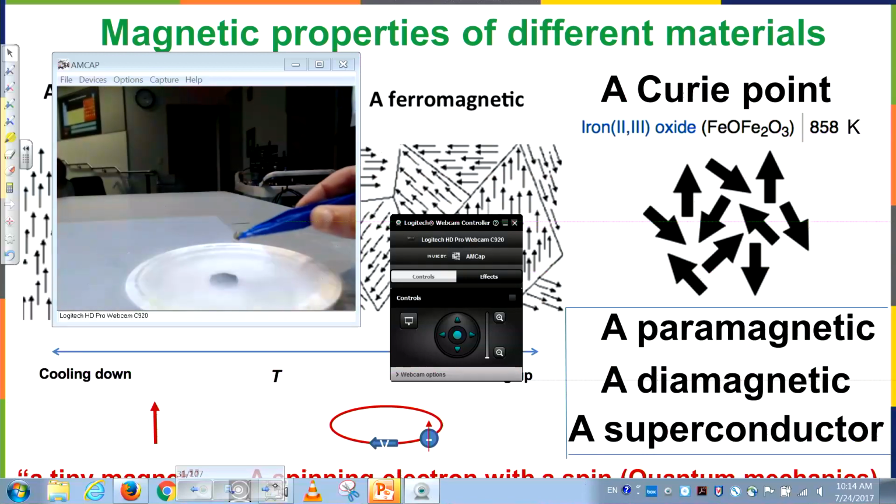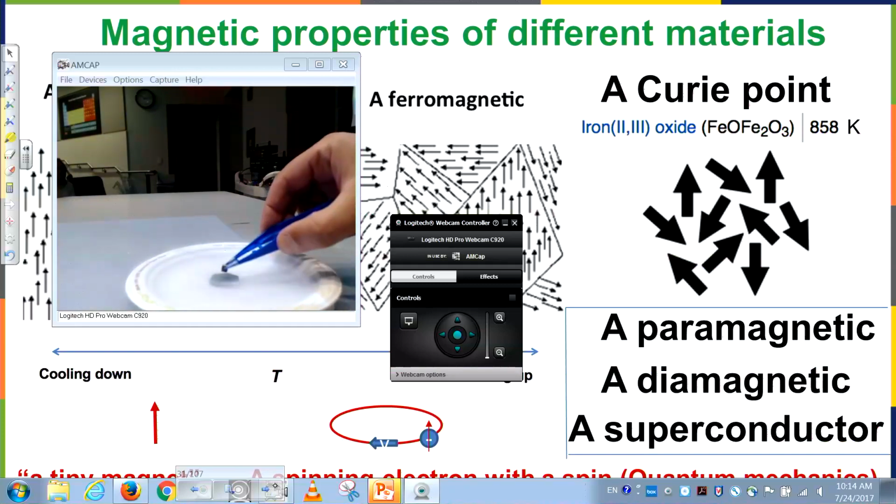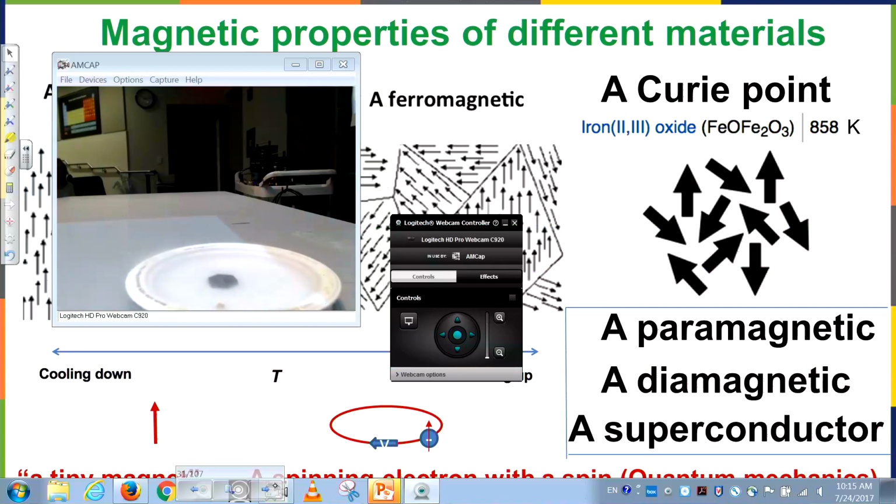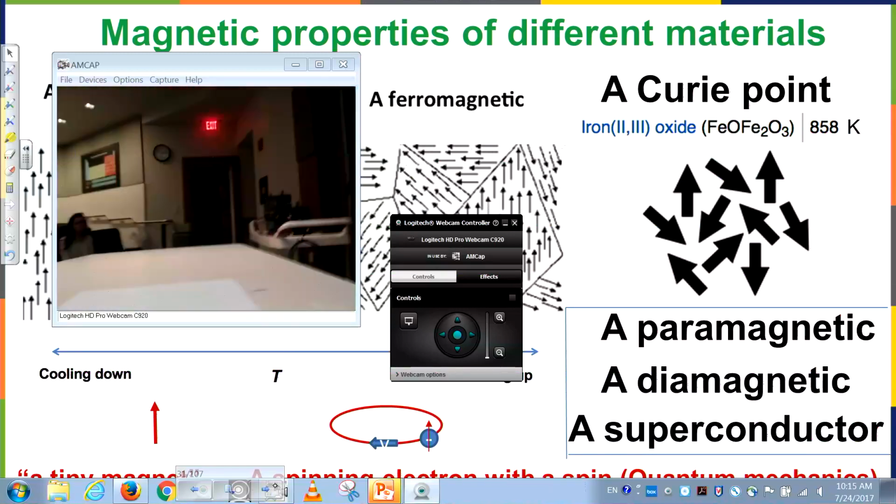Let's try this one again. Oops. Come on. Those magnets. Come on. Spin. Doesn't want to. Too heavy. But the small one, see, wobbles. And that's what it does.